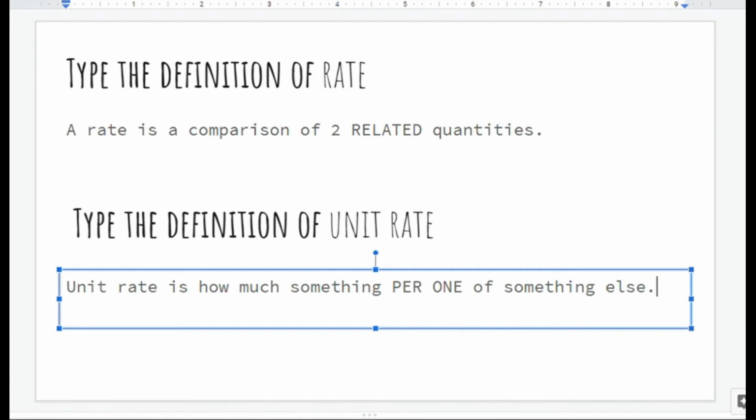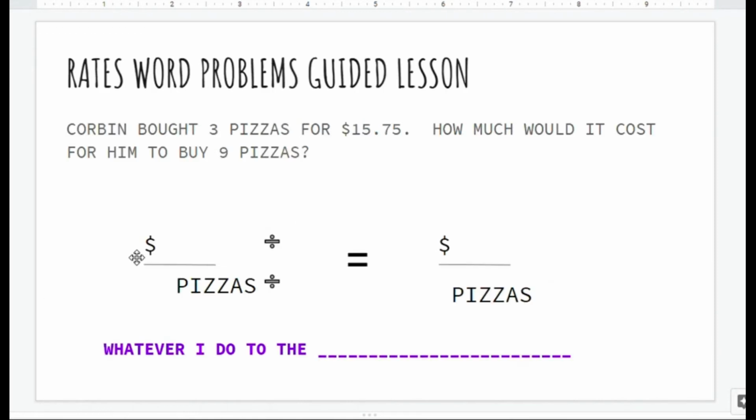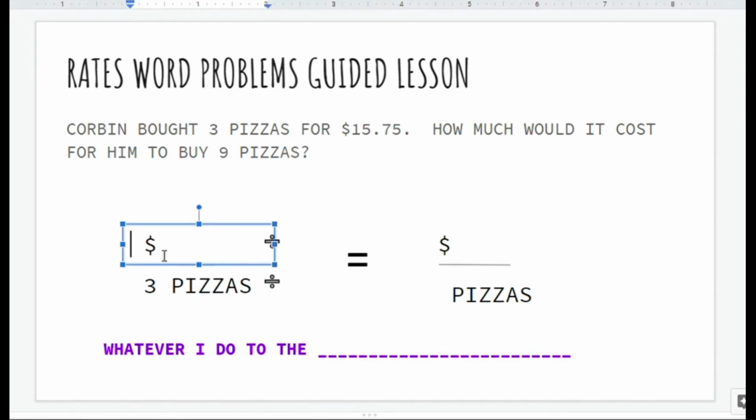Now moving on to slide 13, talking rates. I'm going to complete this lesson both on the Google Classroom slides and on the dry erase board. So Corbin bought 3 pizzas for $15.75. How much would it cost for him to buy 9 pizzas? So my original ratio right here is going to be 3 pizzas. So Corbin bought 3 pizzas and he spent $15.75.